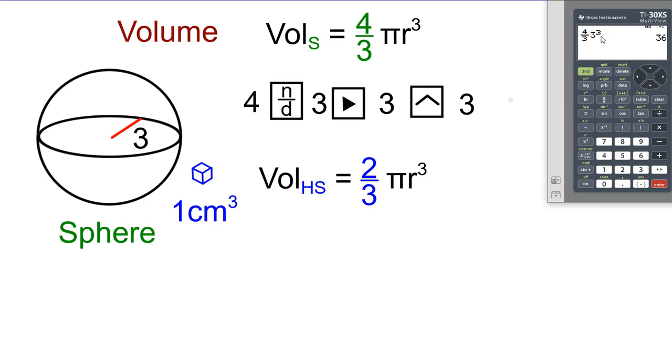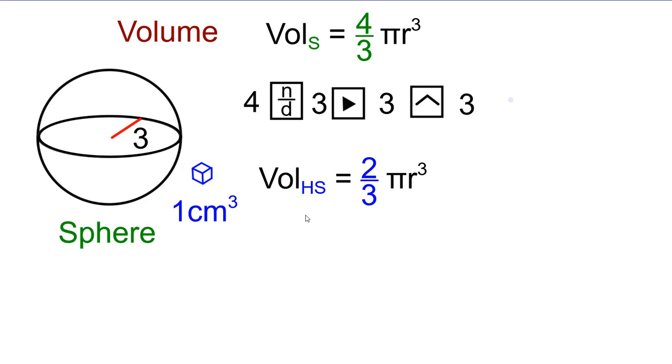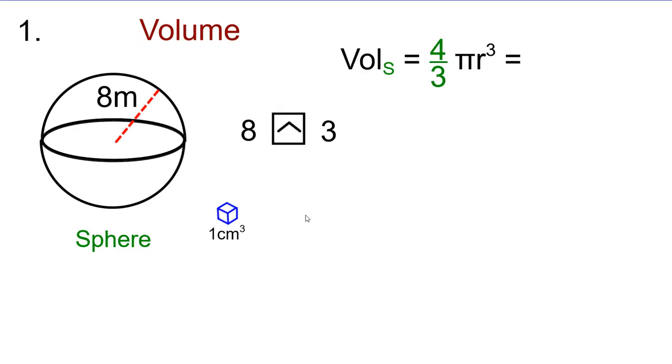So 3 cubed is going to be 27. 4/3 of 3 cubed is going to be 36. So our volume is going to be 36 pi cubic centimeters. So there would be 36 times pi, which if we wanted to know exactly what that value would be, like an approximation, we just multiply it by pi. Of course, I have to convert it to a decimal, which is going to be approximately 113 cubic centimeters.